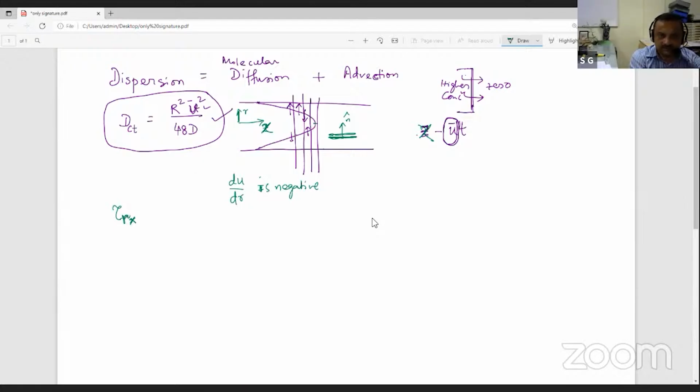And when shear stress is positive, it acts on a positive face in a positive direction, or it acts on a negative face in a negative direction. So what we are doing here is tau rx, and you have to remember the sign of tau rx accordingly.